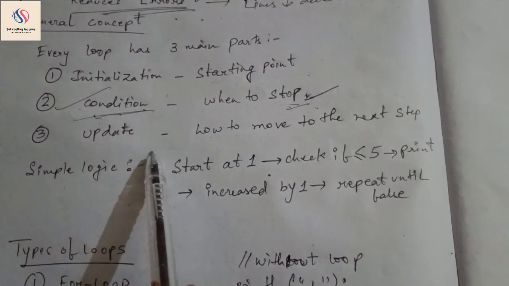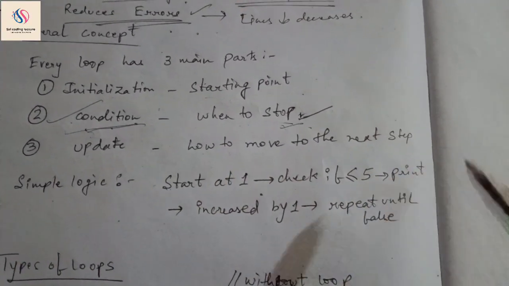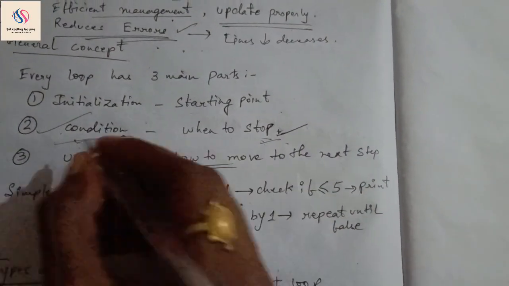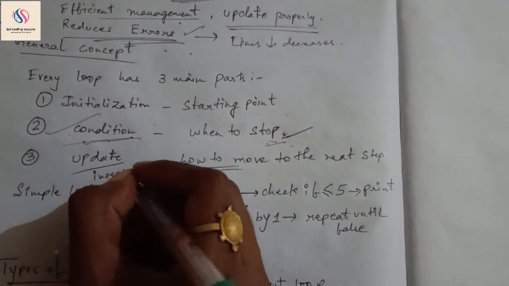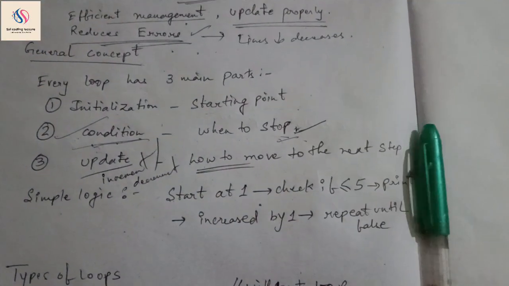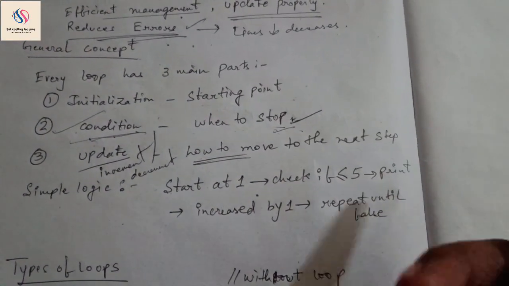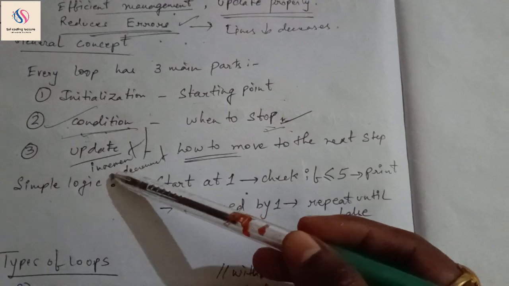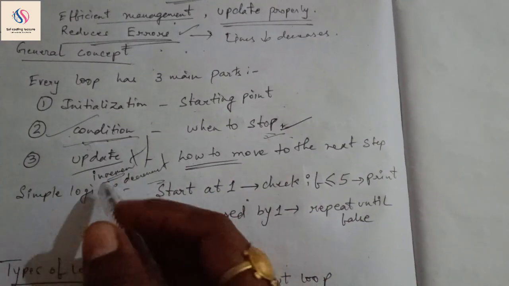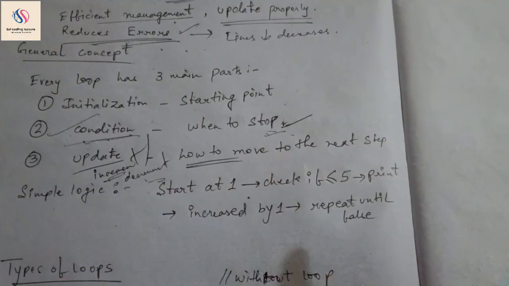Okay, moving on to update. Update is how to move to the next step. You have given a condition, and update means increment and decrement. I have gone through the topic of increment and decrement in my previous videos on my channel, where I explained operators. There I told about the increment operator and the decrement operator: increase by 1 is the increment operator, decrease by 1 is the decrement operator.